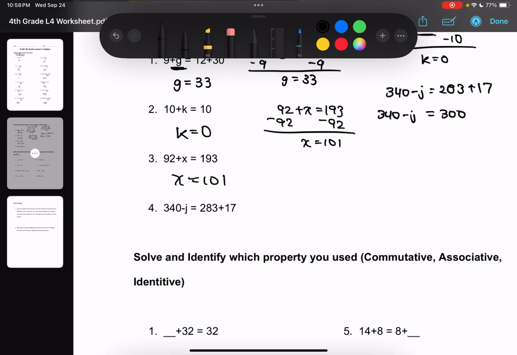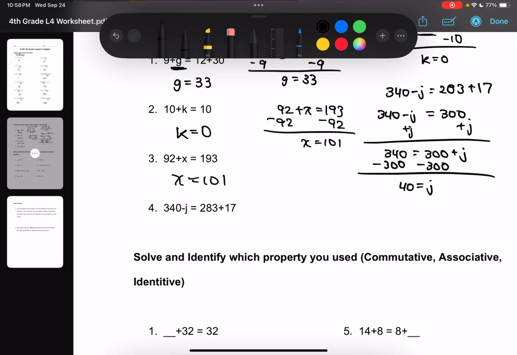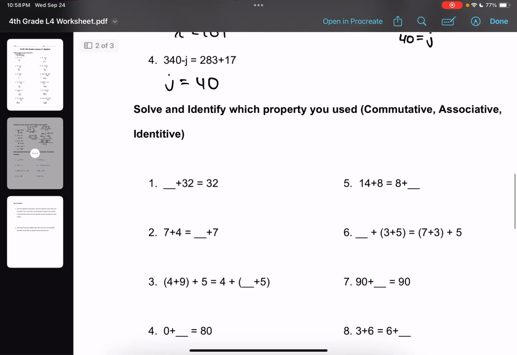So one way to do it is you add j on this side to get rid of the negative j. Then you would add it on this side as well. So that gives you 340 equals 300 plus j. And now let's just isolate the j on the right side. So subtract 300 from this side, subtract 300 from this side, and that gives you 40 equals j. So j equals 40.